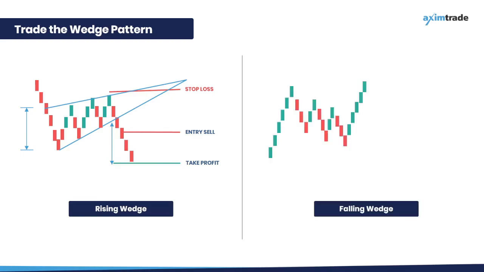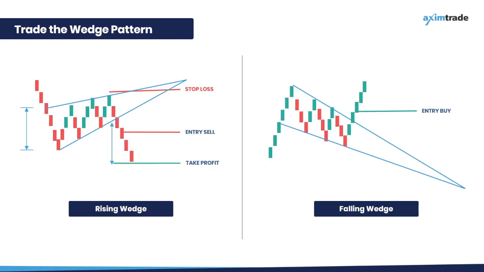A falling wedge is formed between two downwardly sloping levels. The line of resistance is steeper than the support, and this pattern generally signals that the price of an instrument will eventually rise when it breaks through the resistance level. Once the falling wedge is identified, traders can enter the market by placing a buy order on the break of the top side of the wedge.